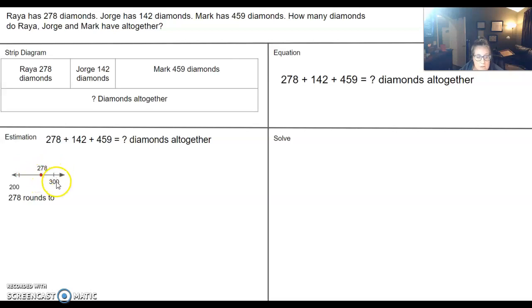That's right, it's closer to 300. So I'm able to say 278 rounds to 300. Now I'm going to use my next number, which is 142. I have 100 on this side. I have 200 on this side.